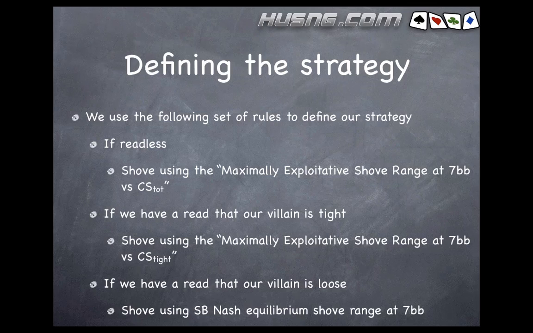And then lastly, when we get a read that our villain is loose, the best option is to start shoving using small blind Nash equilibrium. Because chances are, if he's calling loose, he's calling at some near equilibrium frequency. And so when we shove Nash, we essentially make the most out of his mistakes. We win every time he makes a mistake playing Nash. If he's playing near Nash, he better be playing it perfect, because that's when he's doing best. And you're still making money. So when we have that read that villain's loose, we shove using small blind Nash. So we did end up needing it as part of our solution.